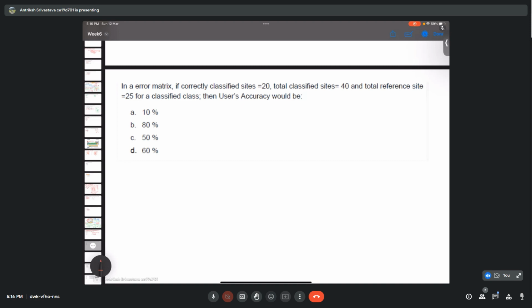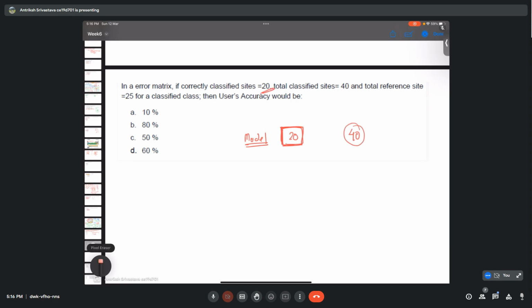If we have correctly classified as 20, so let's say this is model, this is observation, and it is saying that total classified sites is 40. Okay, so that is total classified sites. So in this particular site, correctly classified were 20.